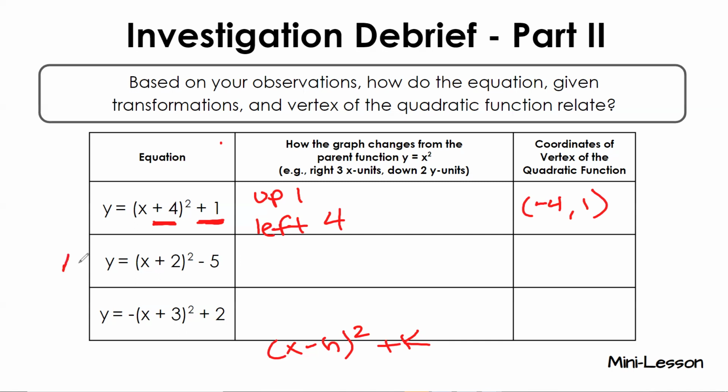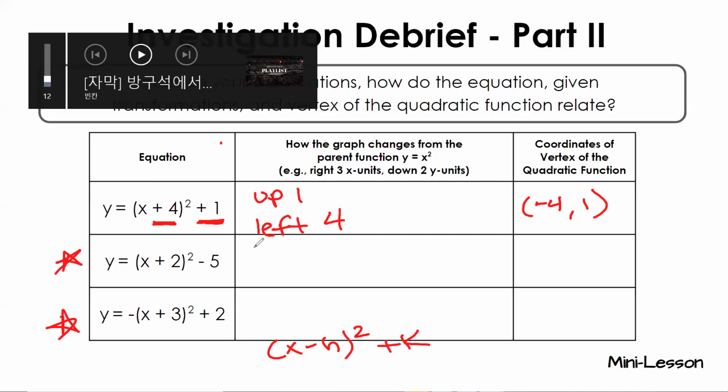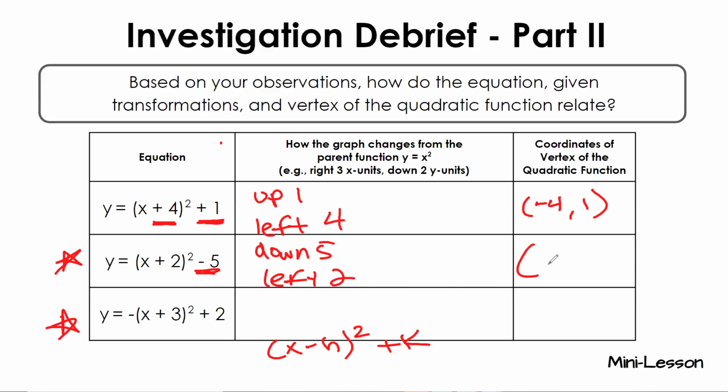Can you take a moment? Can you try these two? Tell me the transformations and then tell me where the vertex would be. Okay, so what did you get for the transformation for this one? What does -5 mean? Down 5. Okay, what about this? +2. Left 2. So what would be the vertex on this one? -2, -5. Now we don't flip both of those signs. We just flip the x value.